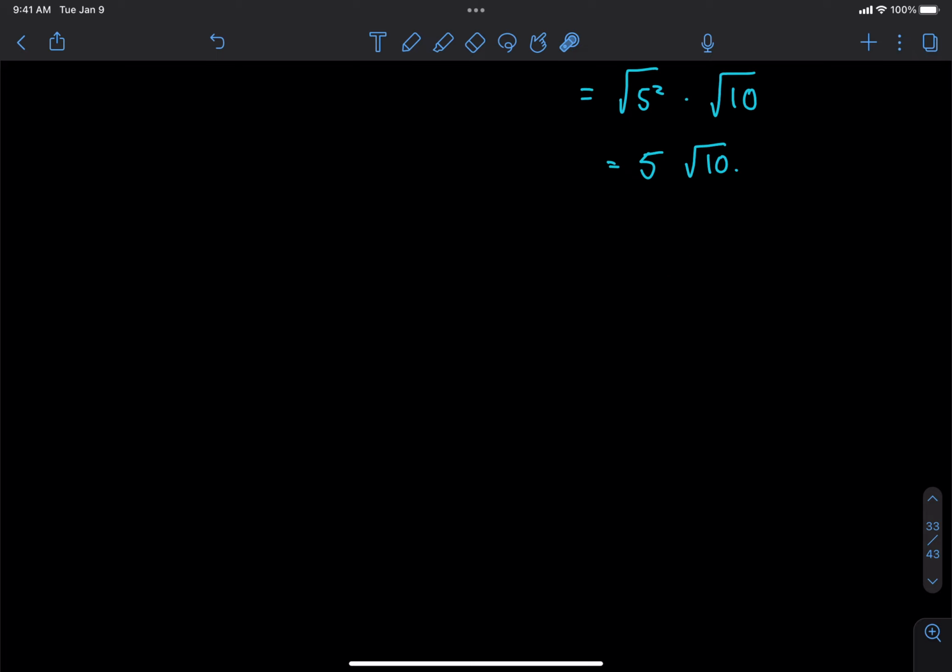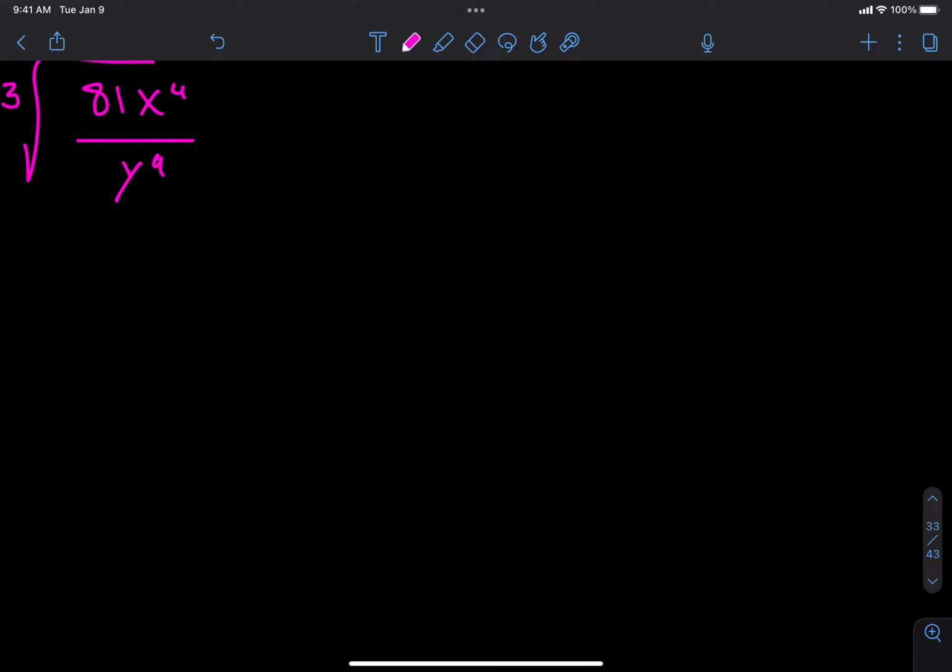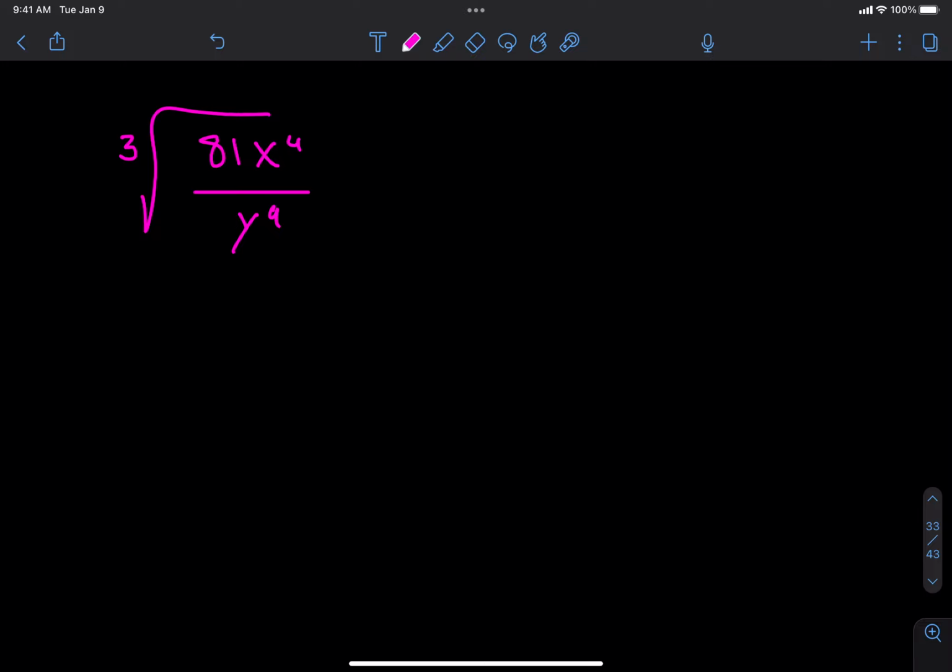Okay, let's do a more complicated one. Let's do the cube root of negative 81x to the 4th divided by y to the 9th. All right, is that complicated enough? Why don't we make it even more complicated and make it negative? All right, well, I want you to see a bit of everything in this problem. Okay, so let's see how we should start this problem.